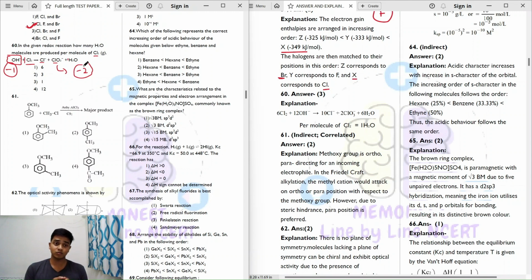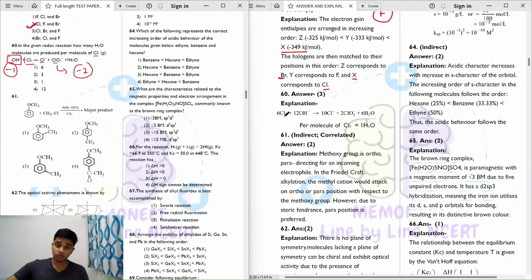Okay, it distracts the students and they generally make a mistake. It doesn't happen in this question, but there are questions like this which are asked, so students tend to make mistakes. So we have to balance this until we get the charges on the left hand side and the right hand side balanced.